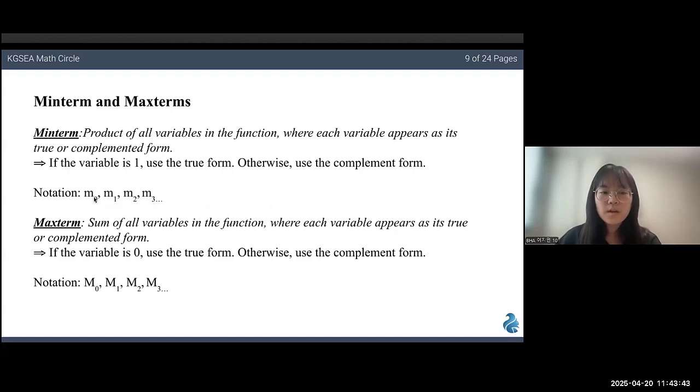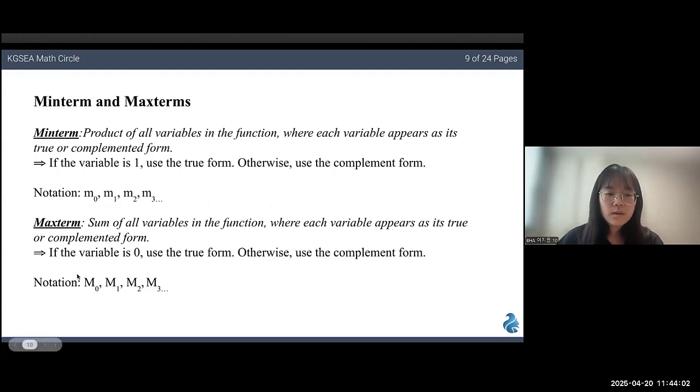Maxterms are the sum of all variables in the function, where each variable appears as its true or complemented form, similar to minterms. But in the opposite way, if the variable takes a value of 0, we would use the true form. Otherwise, we would use the complement form, which is the opposite of the true form.